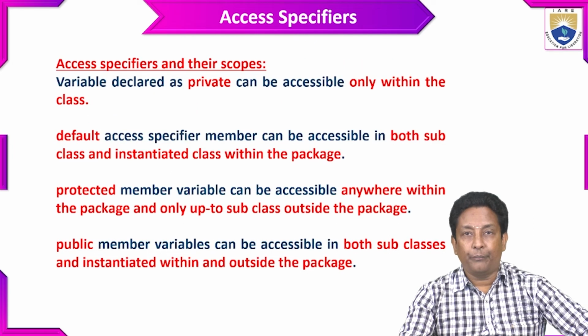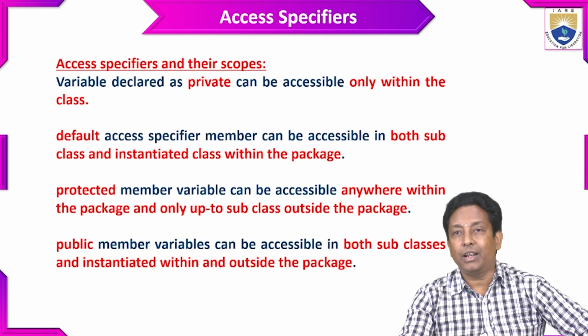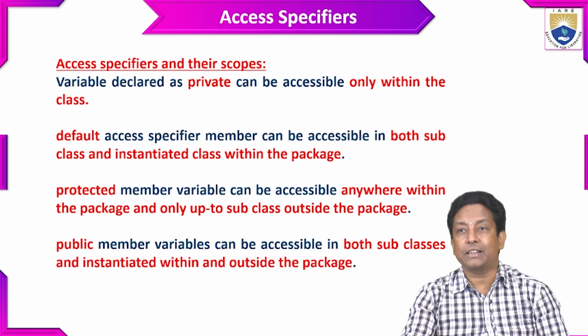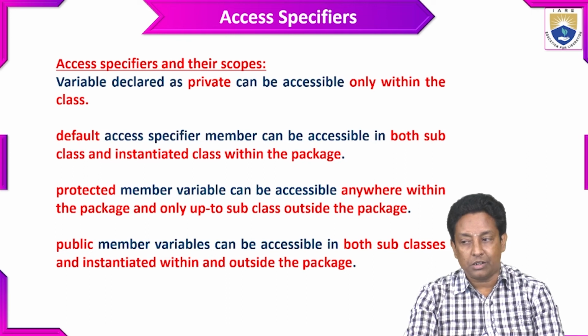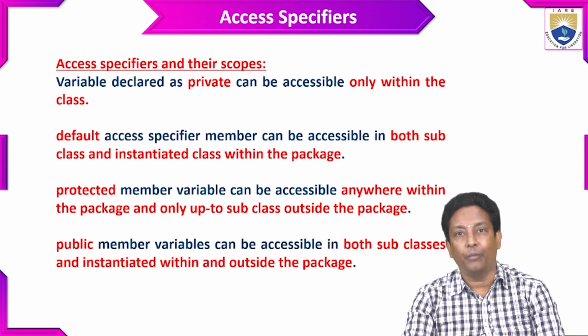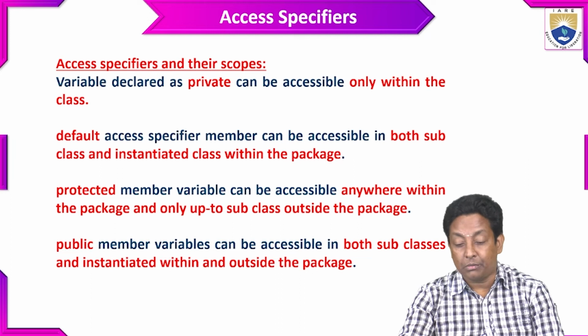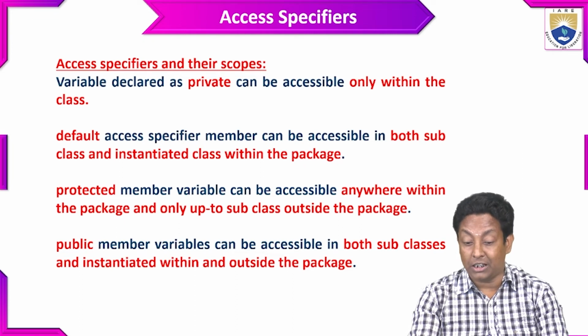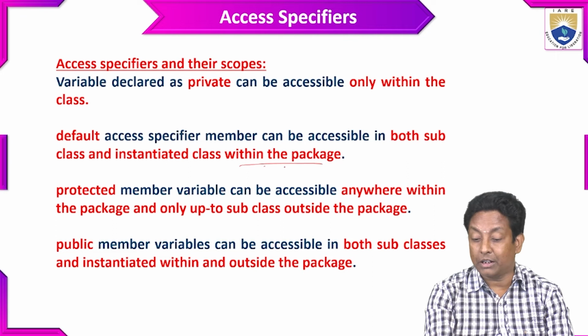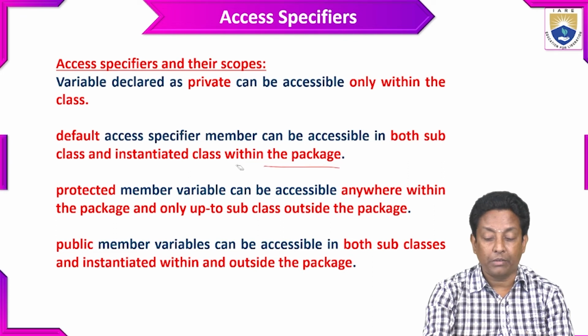One brief review: access specifiers and their scopes. Variables declared as private can be accessible only within the class, but not in a subclass or instantiated class, within or outside the package. Default access specifier members can be accessible in both a subclass and an instantiated class within the package. Within the package, that is the condition.